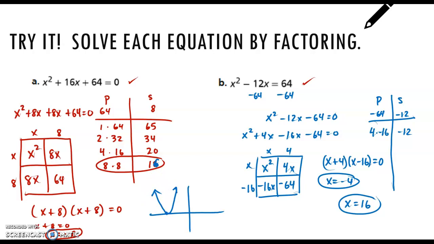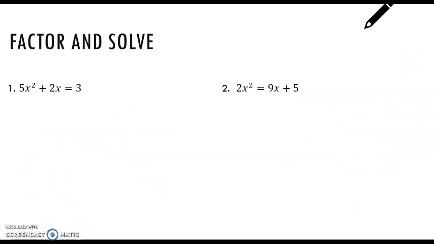For part B, my numbers that multiplied to make negative 64 and added to make negative 12 were 4 and negative 16. So then my solutions are x equals negative 4 and x equals 16. And so this quadratic crosses the x-axis at negative 4 and at 16, and it opens upward, so it's something like that.